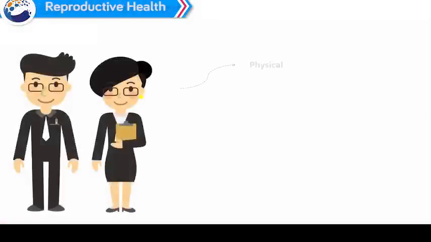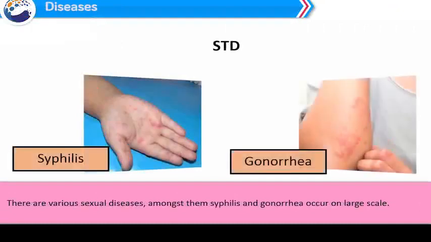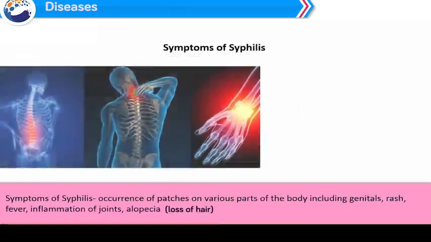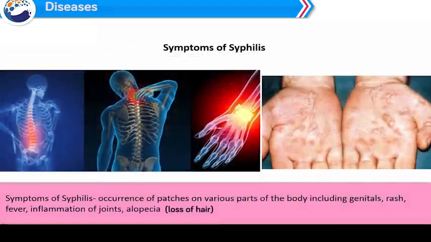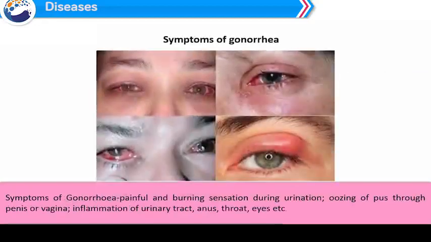Reproductive health. A person's state of being physical, mental and social strongness is called as health. Diseases. There are various sexual diseases, amongst them syphilis and gonorrhea occur on large scale. They occur due to bacteria. Symptoms of syphilis. Occurrence of patches on various parts of the body including genitals, rash, fever, inflammation of joints, alopecia, loss of hairs. Symptoms of gonorrhea. Painful and burning sensation during urination. Oozing of pus through penis or vagina. Inflammation of urinary tract, anus, throat, eyes, etc.